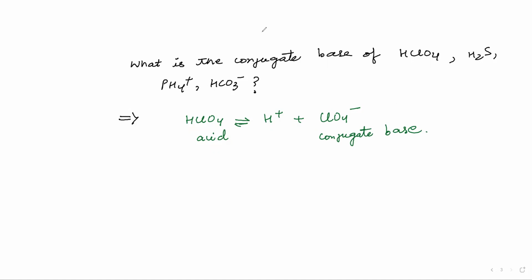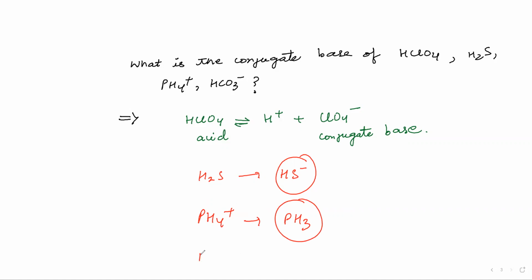Give it a try. Pause the video and give it a try. Okay. For H2S, it would just lose one proton. It would be HS negative, which is a conjugate base. For PH4 positive, it would be PH3, a neutral molecule. And for HCO3 negative, it would be CO3 2 negative. Fine, I hope this is clear. Okay, now one more question.